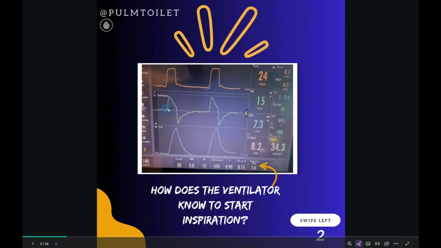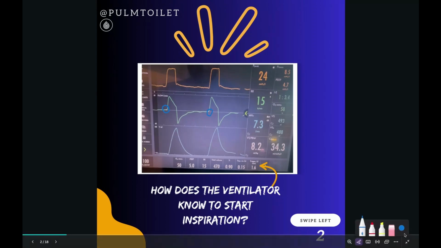So here would be the trigger I'm highlighting in blue for people that can see on YouTube and Spotify, here and here, meaning from expiration to inspiration. How does the vent know to start inspiration? We call that the trigger. And there's essentially a few different ways the vent can know how to trigger.